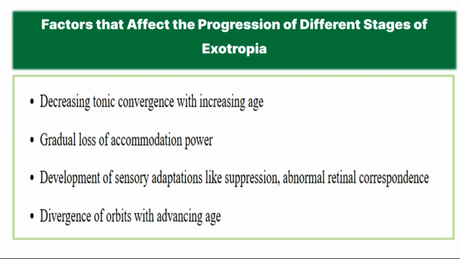Now, what are the factors that affect the progression of the different stages of exotropia? We have discussed this in our first video on exotropia, where we discussed what exactly causes exotropia, right? As the convergence ability of the patient decreases with age, exotropia progresses. Also, there's a gradual loss of accommodation power, and as sensory adaptations like suppression and abnormal retinal correspondence develop, the patient will not have diplopia anymore, and therefore the patient is not going to put in more effort trying to fuse those images, and so the exodeviation becomes more and more prominent as the disease progresses.